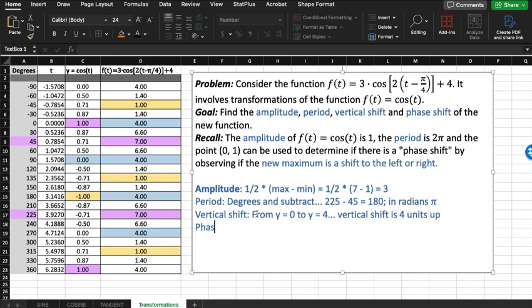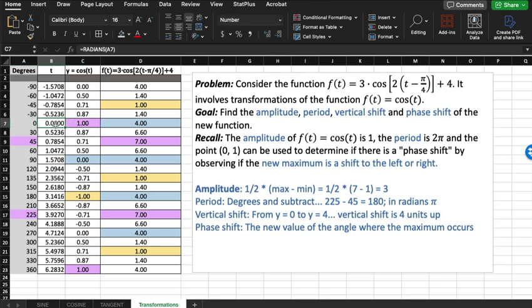Now let's talk about the phase shift. The phase shift is where the new value of t, or new value of the angle, is where the maximum occurs. How did the maximum value change? Like, where did it shift to? So in the original cosine function, it would have been at the point 0, 1. So that's this point here. On our new graph, it occurs at 45 degrees.